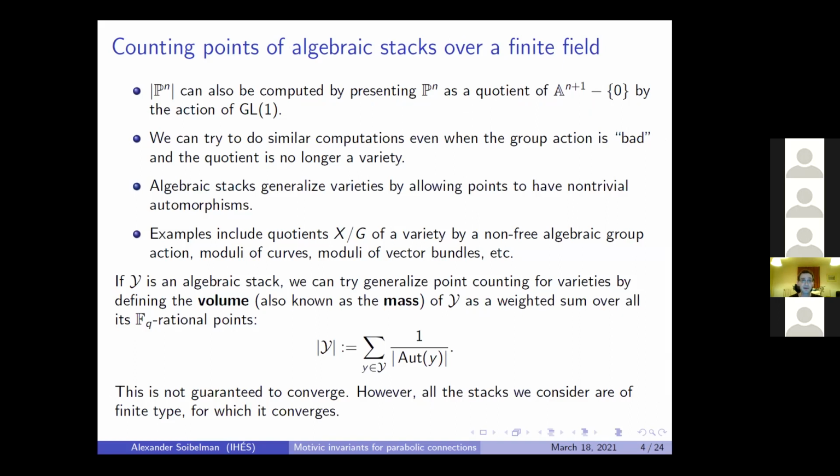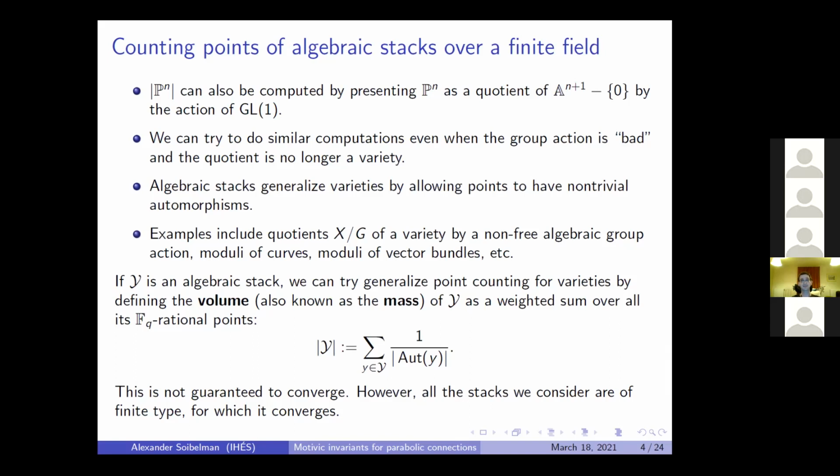So to start off with, you can think about this point counting for P^n in a slightly different fashion. If you think about P^n as a quotient by a group action, you can take punctured affine n+1 space and then act on it by GL1, just by identifying all the points on a line going through the origin together.